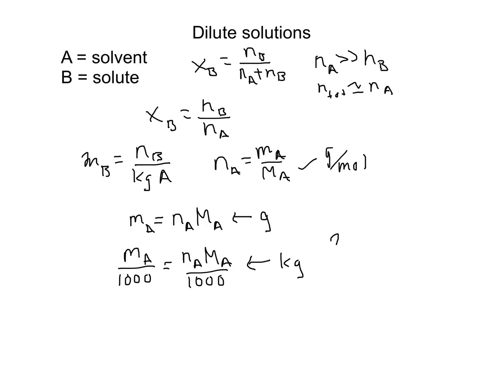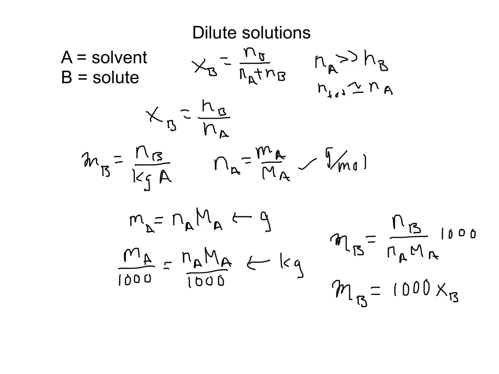Substituting this into our expression for the molality of the solute, we have the number of moles of solute divided by the number of moles of solvent times the molar mass of the solvent divided by 1,000 to convert from grams to kilograms. Notice that the number of moles of solute divided by the number of moles of solvent is equal to our mole fraction, and so we can write that the molality of the solute is equal to 1,000 times the mole fraction divided by the molar mass of the solvent. And this gives us our conversion from mole fraction to molality.